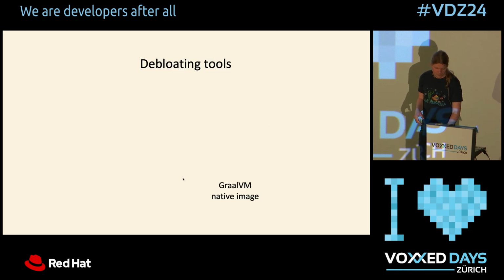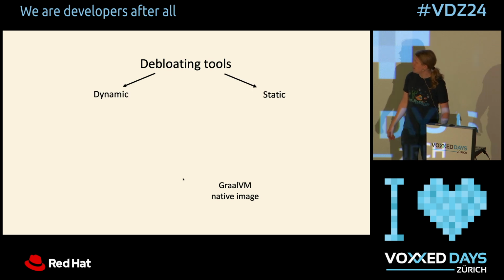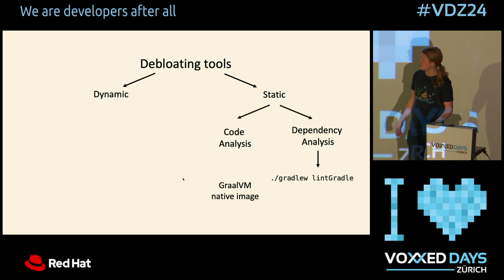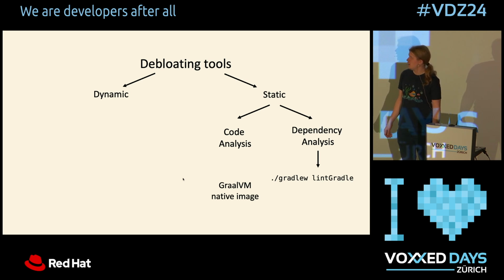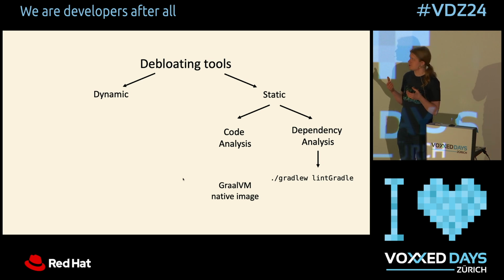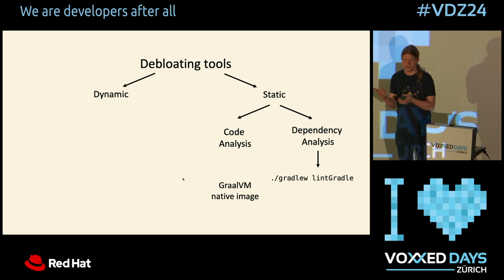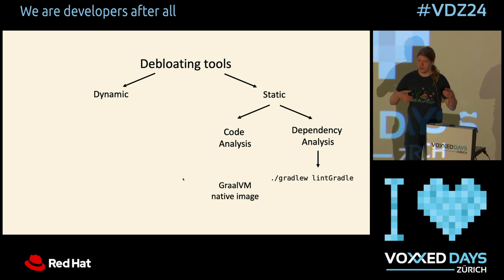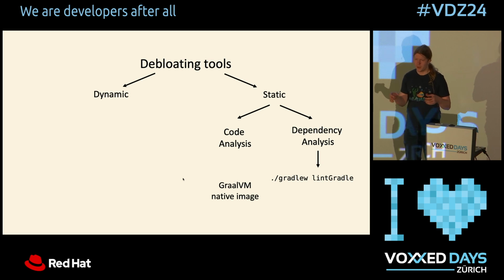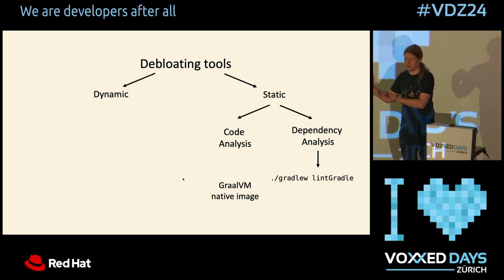There are essentially a few types of debloating tools. There are dynamic tools and there are static tools. Static tools are based on code analysis or dependency analysis. The idea is that we either analyze the dependencies, like we can tell Gradle, please throw out every dependency that you don't need, or we can do code analysis, so we can select statically that this code is probably not needed.